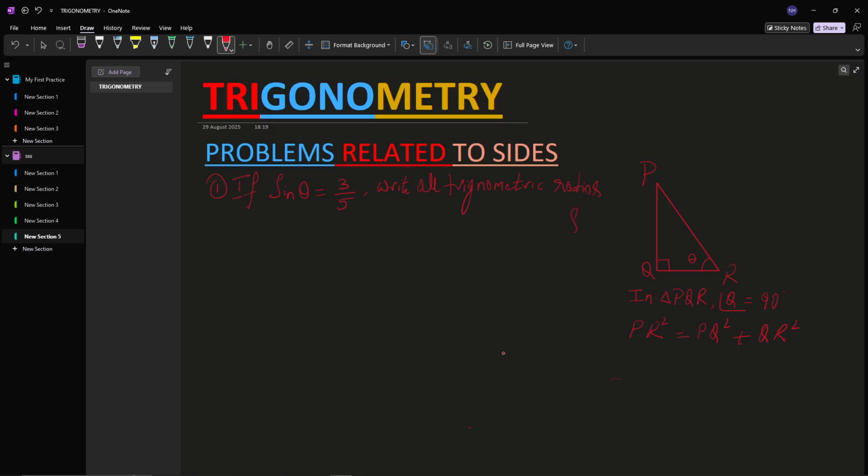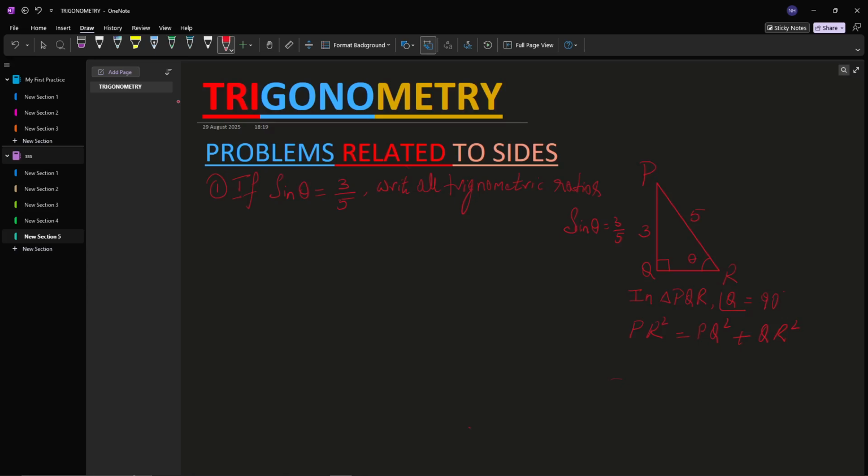Now coming to this value, what is given there, it says sin theta is equal to 3 by 5. Now sin theta means numerator is opposite side, denominator is going to be hypotenuse. So here opposite side is 3 and denominator is hypotenuse. So this hypotenuse becomes 5. Now the rest of the side which is left out to be found out is QR. So to find QR, we apply Pythagoras theorem here.